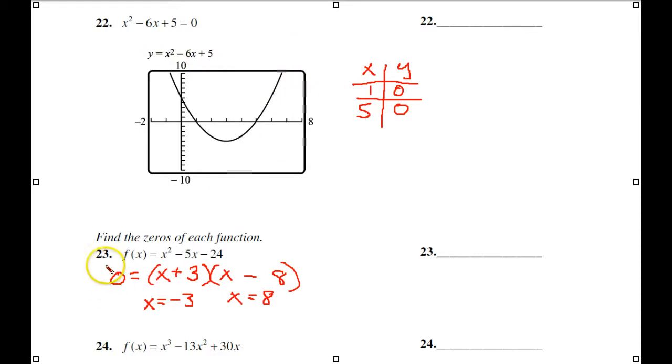So now they're getting into it. Find the zeros. So y is 0. It's standard form of the quadratic equation. We factor it. We equal each of the factors to 0. X is -3. X is 8.